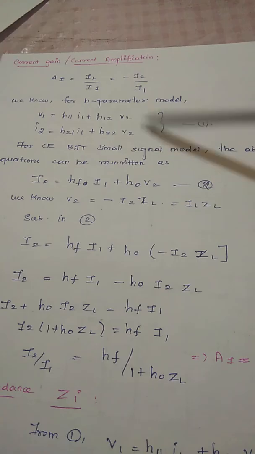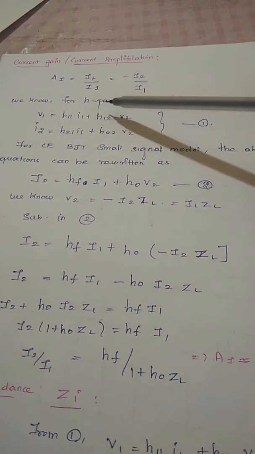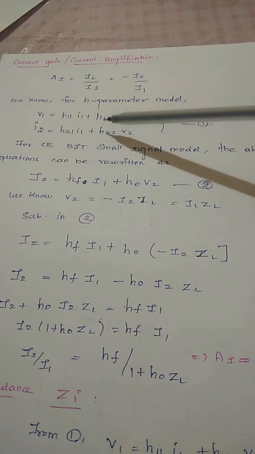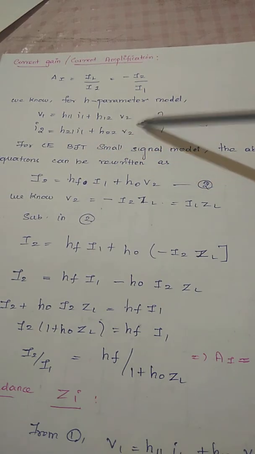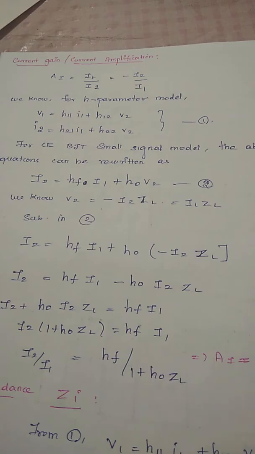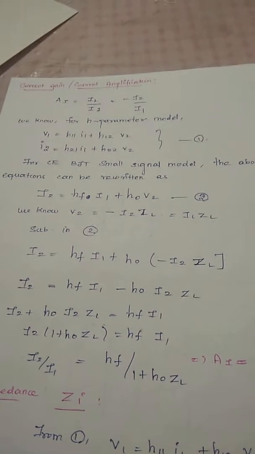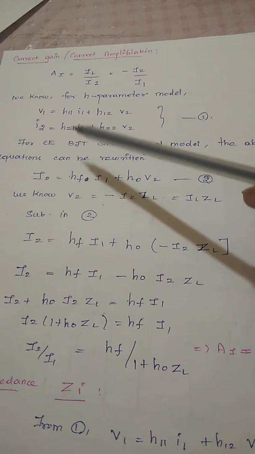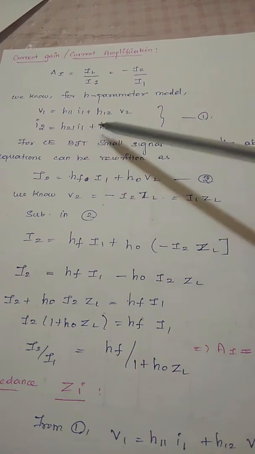Now the H parameter equations you know already. V1 is equal to H11 I1 plus H12 V2. I2 is equal to H21 I1 plus H22 V2. So for the CE BJT small signal model, the equations can be rewritten. If you consider the common emitter, what is your rewritten equation?